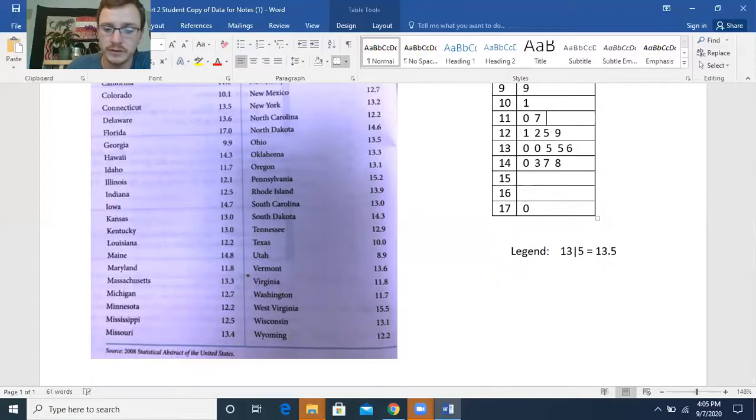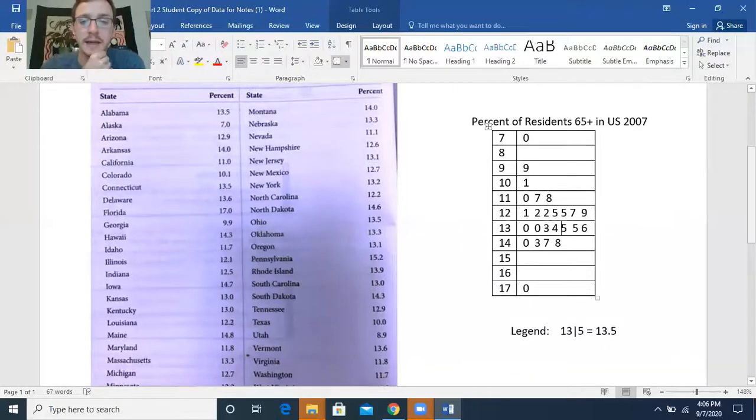Maryland is 11.8. Massachusetts is 13.3. Michigan is 12.7. Let's see, Minnesota is 12.2, the same amount as another state. Let's see, Mississippi is 12.5. And then Missouri with 13.4.